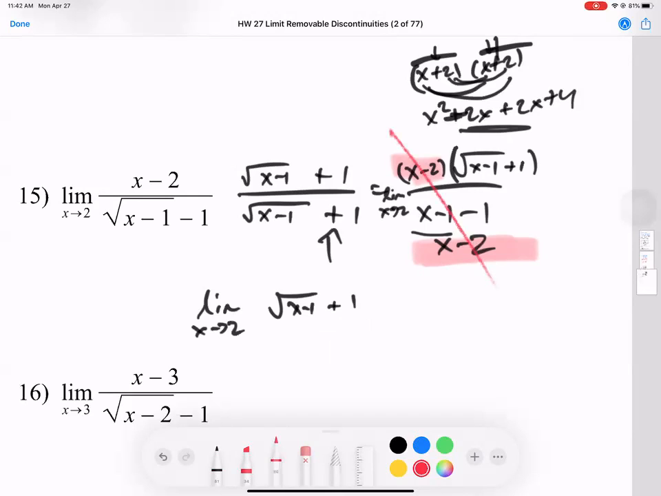And it's cleaned up. Now that we're clean, we can go ahead and plug in our 2. X becomes 2. Equals the square root of 2 minus 1 plus 1. 2 minus 1 is 1. And that's going to be 2. Yay!